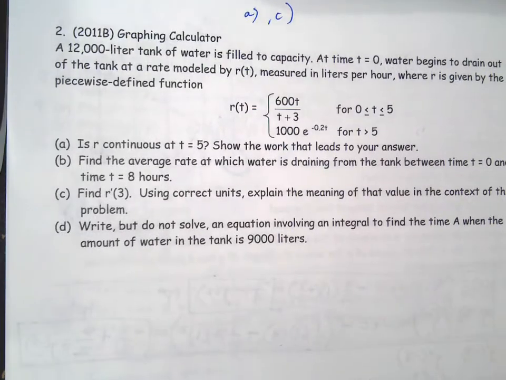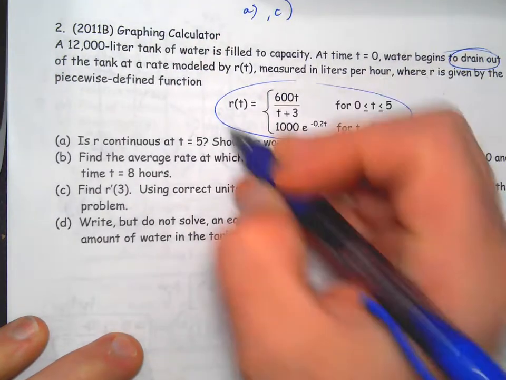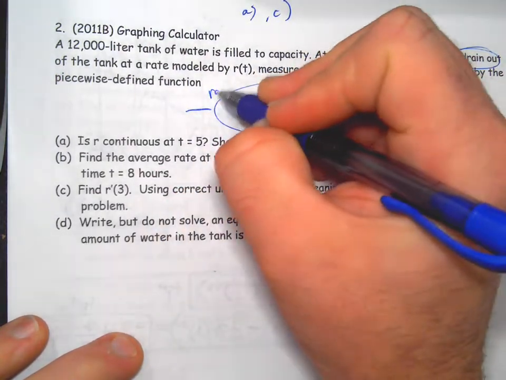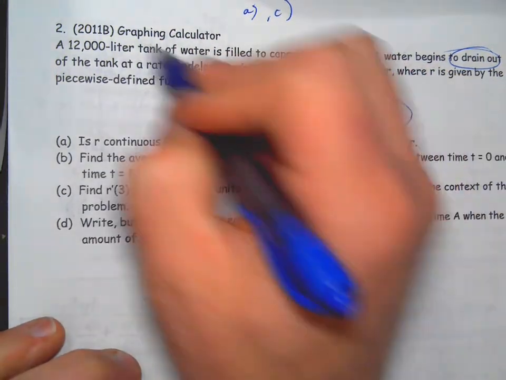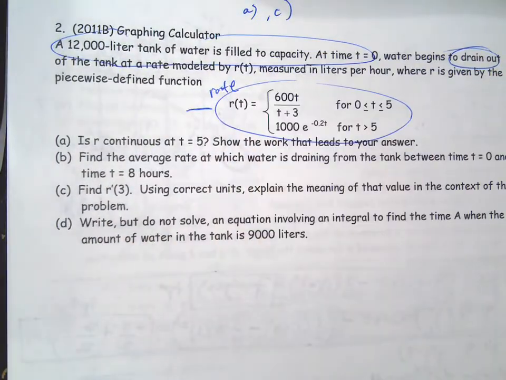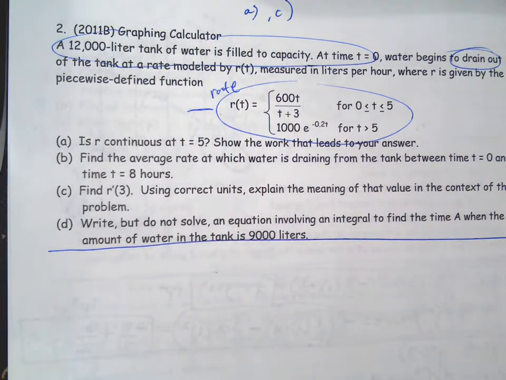So this is a 12,000 liter tank of water filled to capacity. At time t equals 0, water begins to drain out of the tank at a rate modeled by R(t), measured in liters per hour, where R is given by the piecewise function. So water is being drained out. So we're losing this. And this is a rate. This is a derivative. Okay. And at time 0, the tank was full. So we probably need that. So A says, is R continuous at t equals 5? Show the work that leads to your answer.